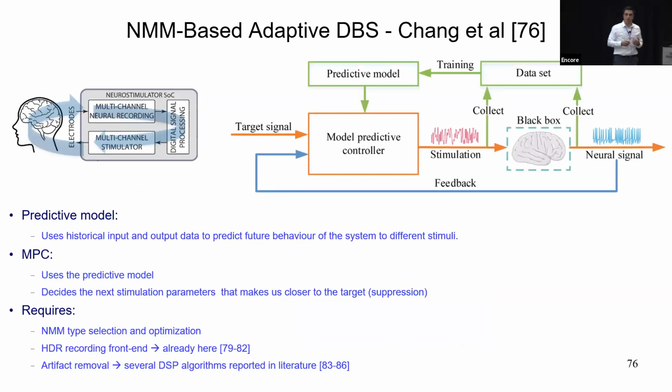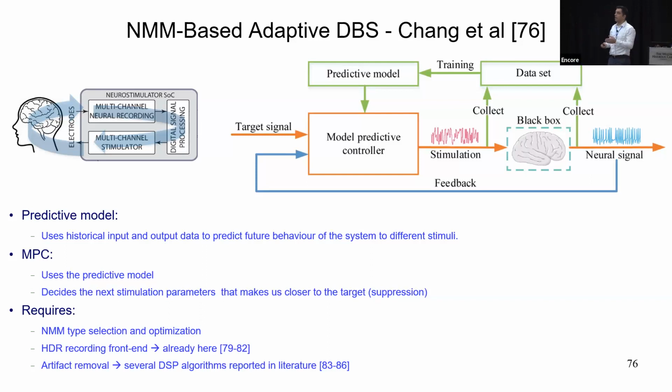This idea has been around for a few years now, and most of the works are in software. Generally, people use block diagrams like this, with a neural mass model in the middle, and they stimulate and record from that model and feed these data to a data set used to train a predictive model. That model is at the core of a controller called a model predictive controller, which is designed to look at the current state of the brain and the target signal, which is seizure suppression, and decide what the next stimulation parameters should be. So this is something that is currently being investigated.